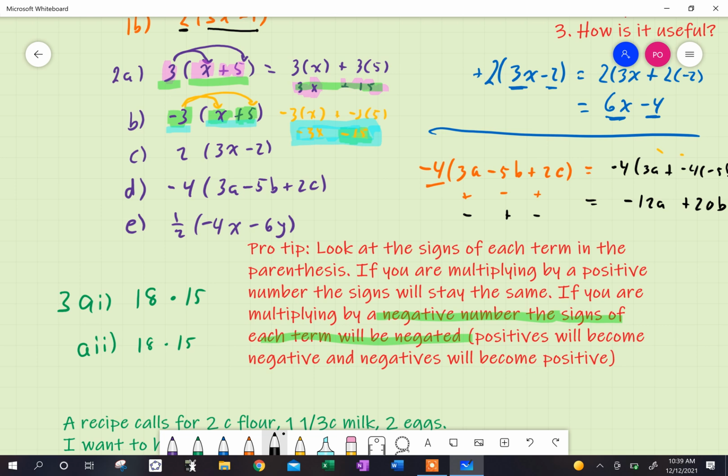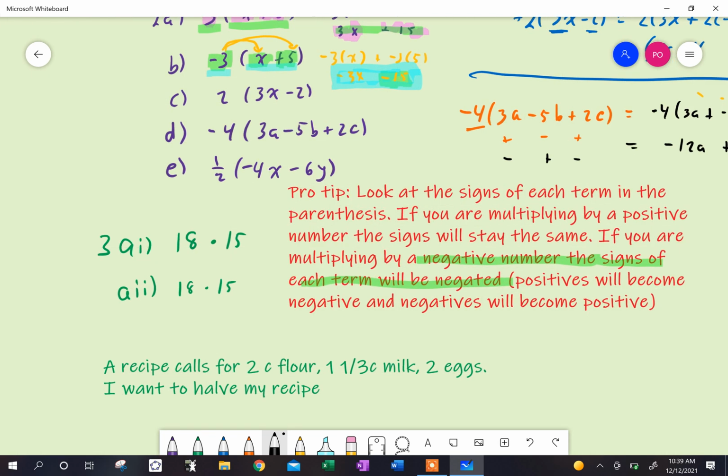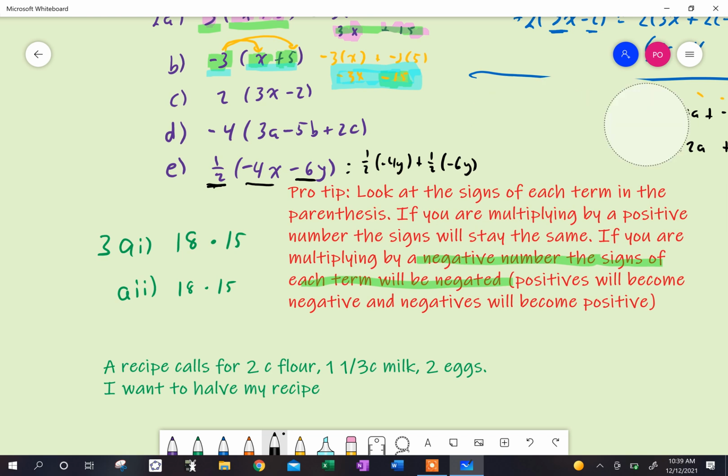My last example is I'm multiplying by a positive, but I have a negative and a negative, so my answer should be a negative and negative. I'm going to have 1/2 of -4y plus 1/2 of -6y. Well, 1/2 of 4 is 2. So 1/2 of -4y would be -2y. 1/2 of -6y is going to be -3y. And sure enough, my answers start negative and they end negative.